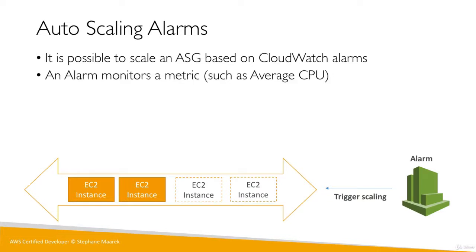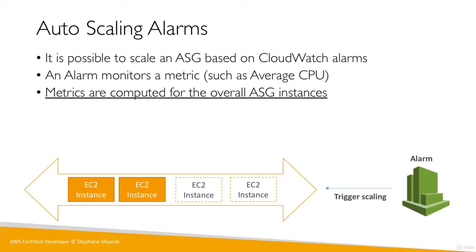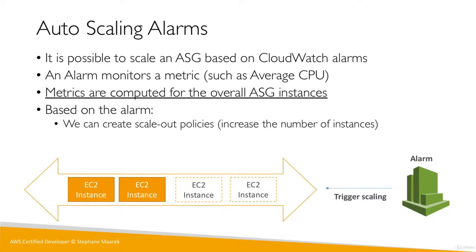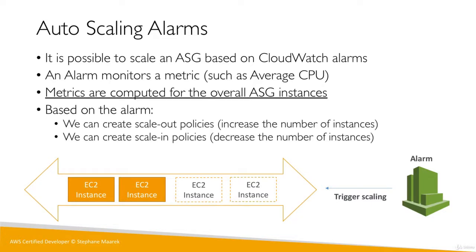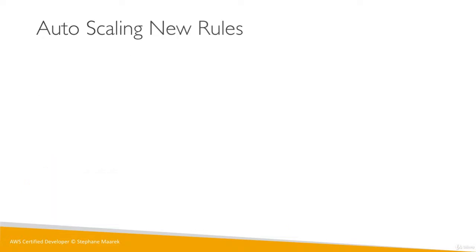And the alarms can be anything you want to monitor, such as the average CPU. And the metrics are computed as an average overall, okay? It doesn't look at the minimum or the maximum, it looks at the average of these metrics. Based on the alarm, basically we can create scale out policies and scale in policies, as I said. So there are rules and there are new rules for auto scaling.